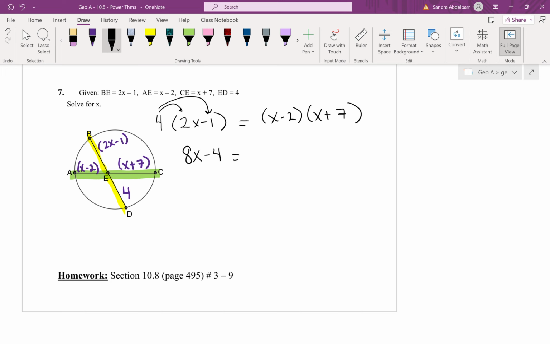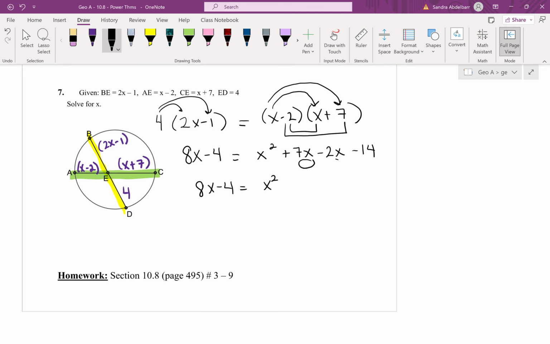I'm going to distribute in the 4. So we're going to have 8x minus 4. And now you're going to double distribute or FOIL or whatever it is that you used to do in Algebra 1. So I'm going to have x squared times 7x. Minus 2x minus 14. So we have 8x minus 4 equals x squared.